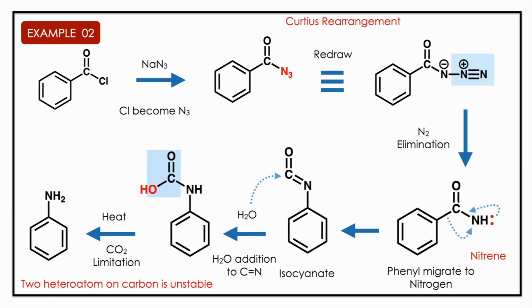So isocyanate is formed. Then water you are adding, H2O addition happens. Then heating promotes the CO2 elimination. You end up with amine there. So starting with acid chloride, you end up with amine. It's an important functional group conversion reaction with one carbon less. The starting material has 7 carbon atoms, the product has 6 carbon atoms. You end up with aniline there.